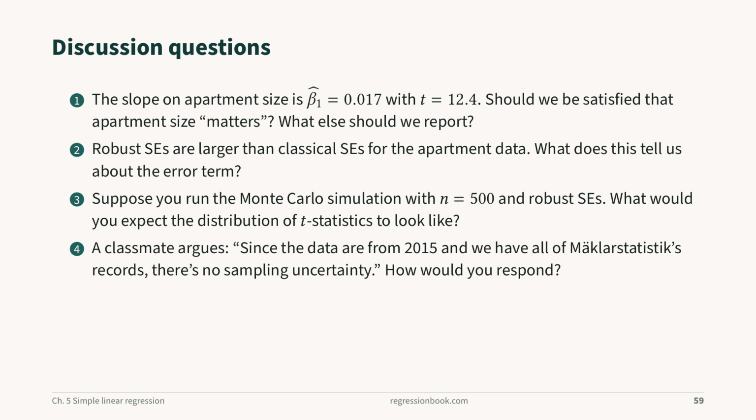4 discussion questions, and the 4th is the trap. With all of the registry's records from that year, is there really no sampling uncertainty? Bring Chapter 4's superpopulation argument to bear before you answer.